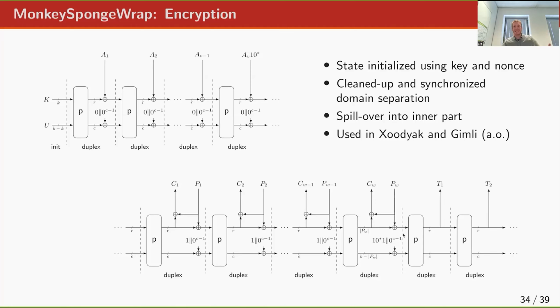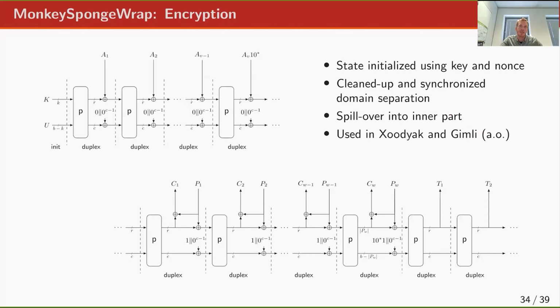So the tag is the tag on input of all that's absorbed. We do a domain separation, which is in the inner part. For associated data, we don't do anything. We just flip a bit whenever we do encryption. And that's the MonkeySpongeWrap. It's a very popular design, used in many authenticated encryption schemes. What about decryption? In decryption, it all remains the same except that encryption now becomes decryption.